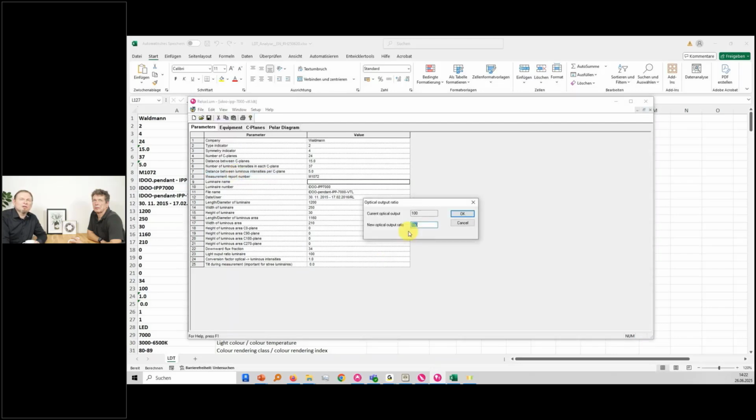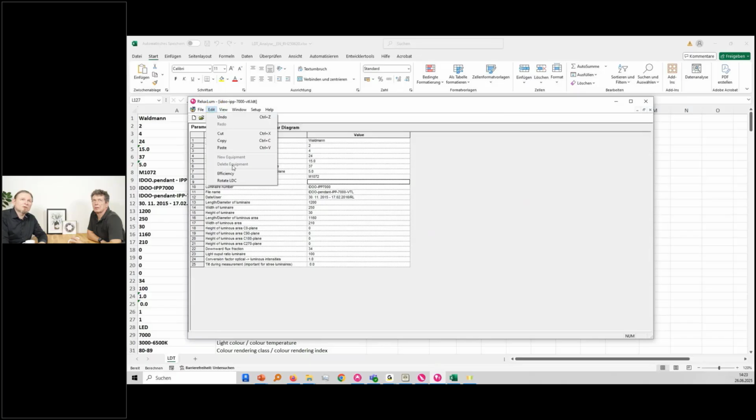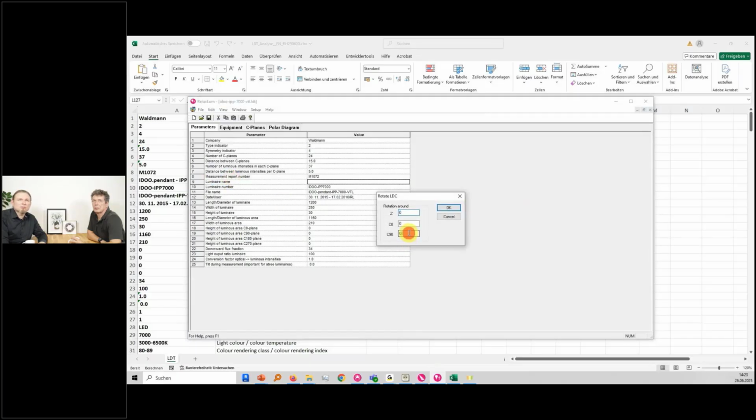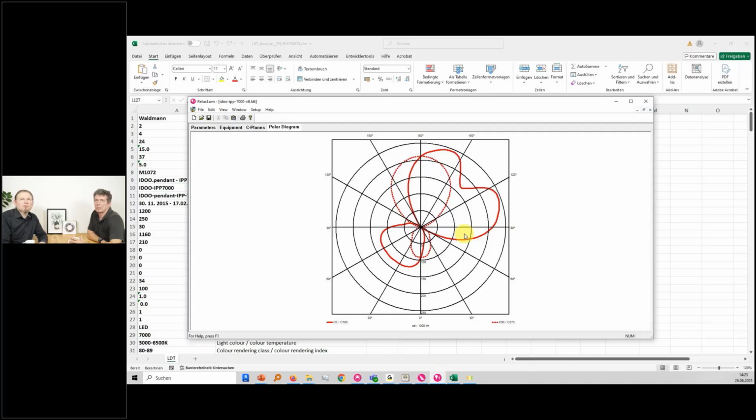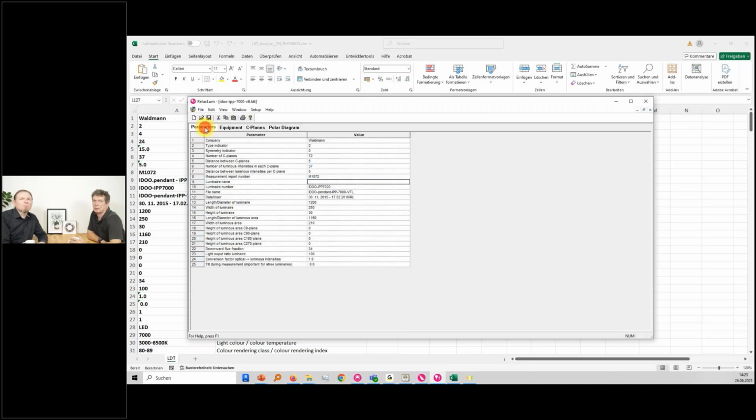efficiency correction. We can change the efficiency here, and then you can also change all the intensities by changing this ratio, this output ratio of the LDC, and you can also rotate the LDC. Just to demonstrate, we can rotate this one by 45 degrees, and then you will have a rotated luminaire. You can store it, and then you have a rotated luminaire. It sometimes makes sense if you have a bad or not working LDC, and you can correct this just with a rotation.